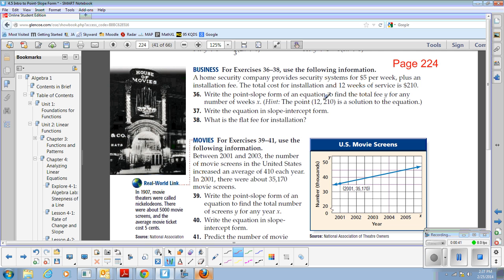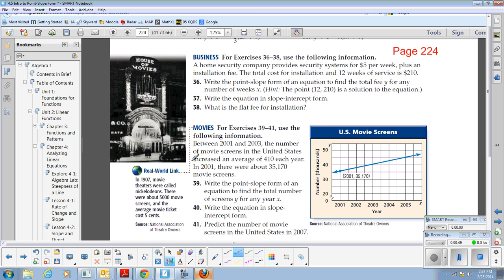All right, so looking here on page 224, the problems that you're going to be dealing with in your assignment are 36 to 38, 39 to 41. So looking at this, let's look back at number 36. It says business. A home security company provides security systems for $5 per week. Crucial phrase, $5 per week. Plus an initial installation fee. The total cost for installation and 12 weeks of service is $210.